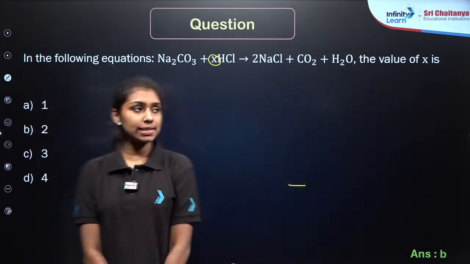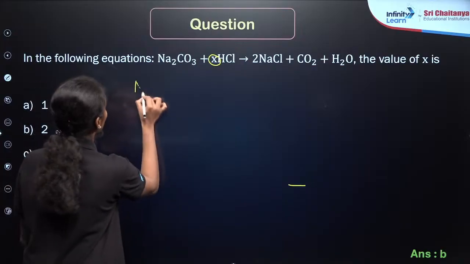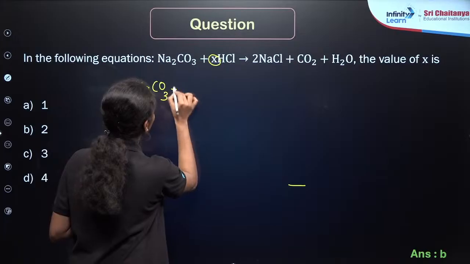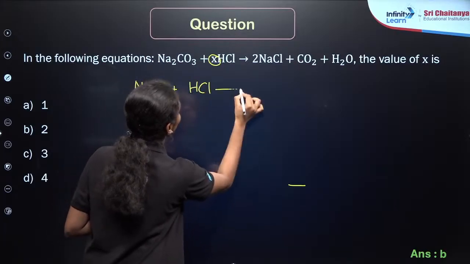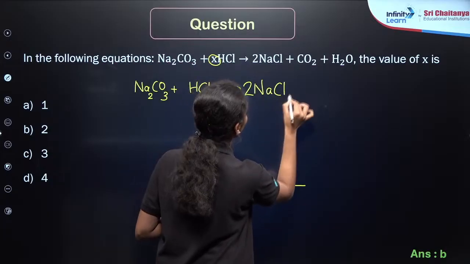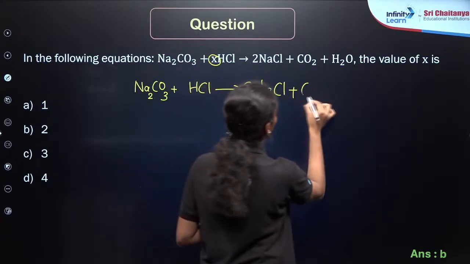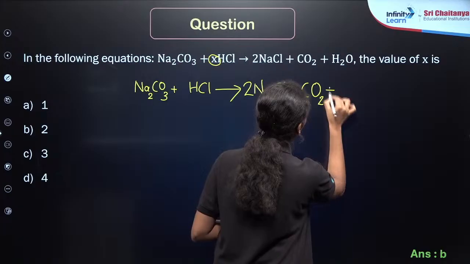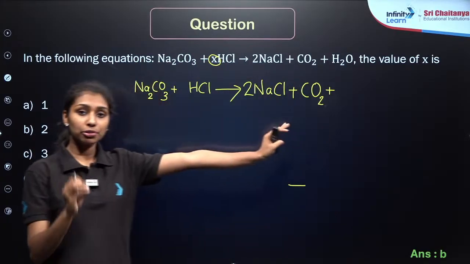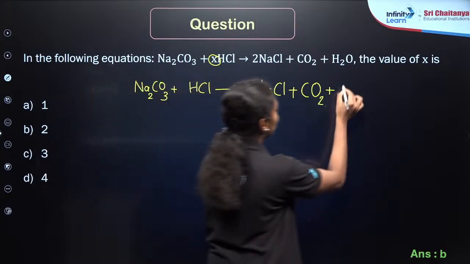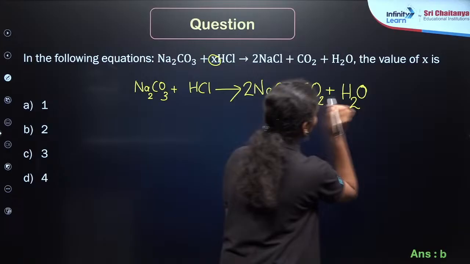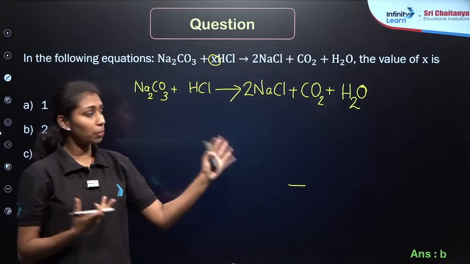So first we need to balance the equation, right? Na2CO3. What is the basis of balancing an equation? Which law is followed in the balancing of an equation? Law of conservation of mass, right? I hope you have an idea about the law of conservation of mass, which means that the total mass of all the reactants should be equal to the total mass of the products. So what we have to do here is maintain the total mass of the reactants equal to the total mass of the products.